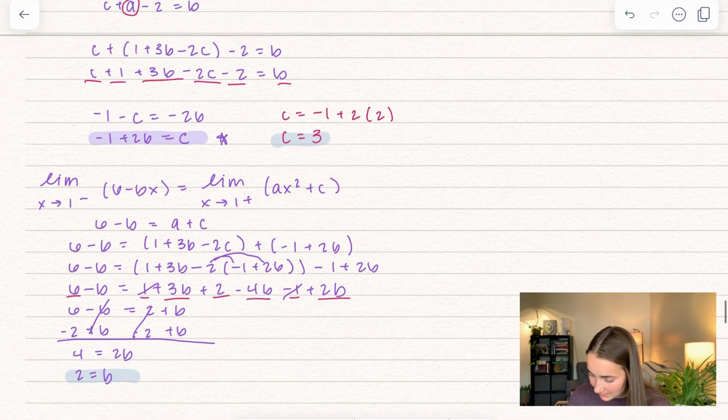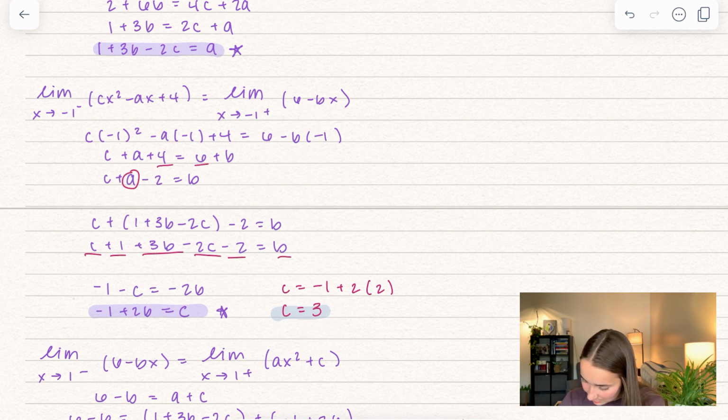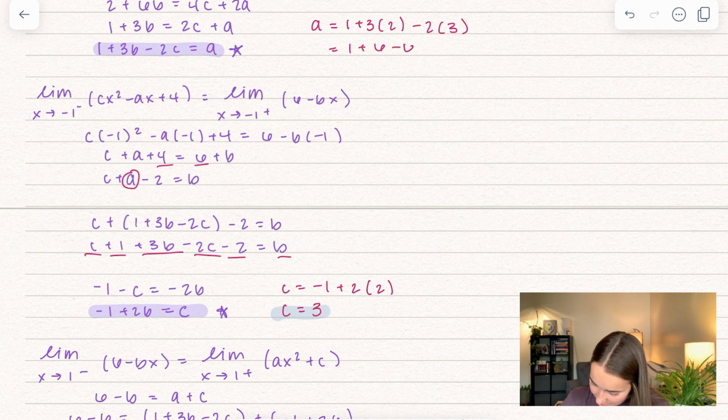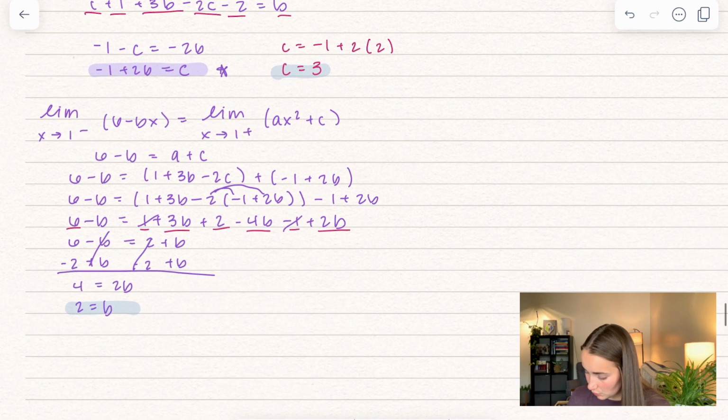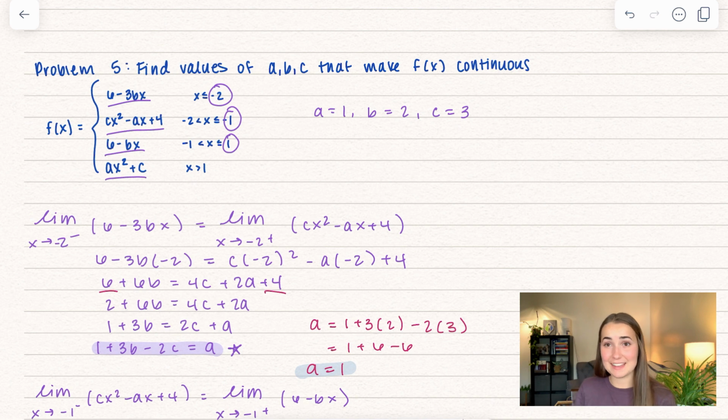And now all I need to find is my a value. So I'm going to scroll up a little bit all the way to my a, and here I'm going to plug it in. So I get a is equal to 1 plus 3 times 2 minus 2 times 3. So this is equal to 1 plus 6 minus 6, which is equal to 1. So now I have all of my terms. I have a is equal to 1, c is equal to 3, and b is equal to 2. And those are the terms I need in order for that entire function, if I go back to the original question, to make f of x continuous. So let me write that out. And there we are. That is how we figure out that entire problem.